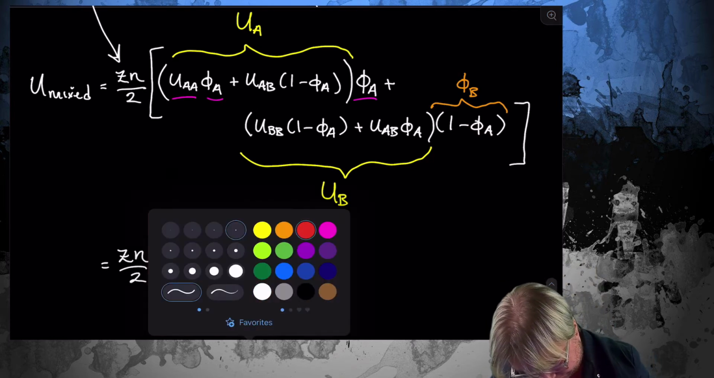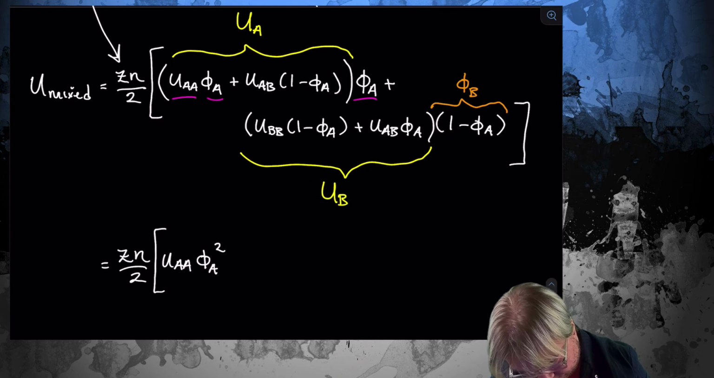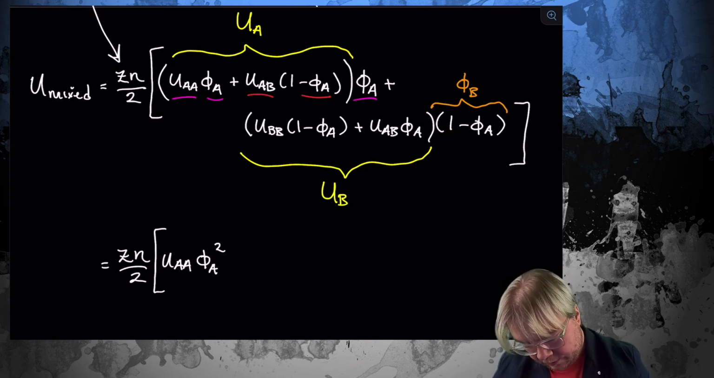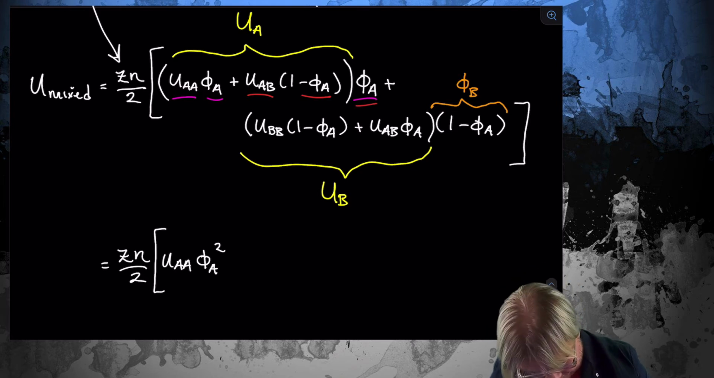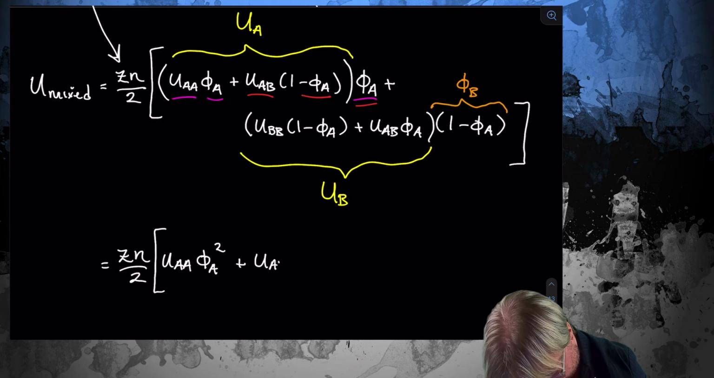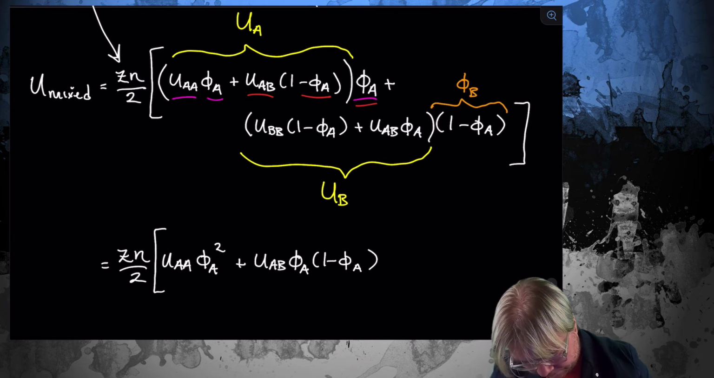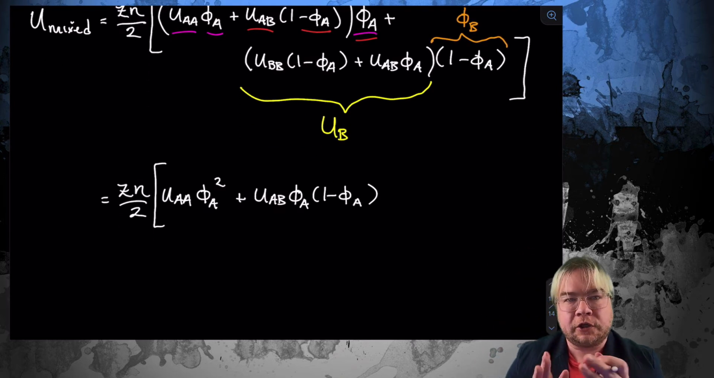And then going back, I've got UAB times 1 minus phi A times phi A. So I'll get plus UAB phi A 1 minus phi A. So that takes care of the first term.